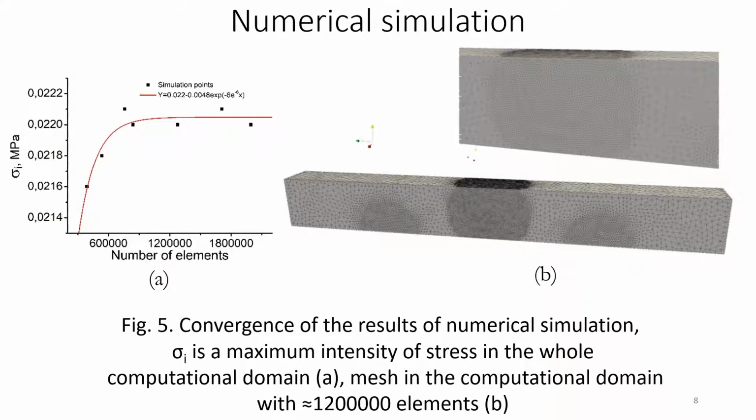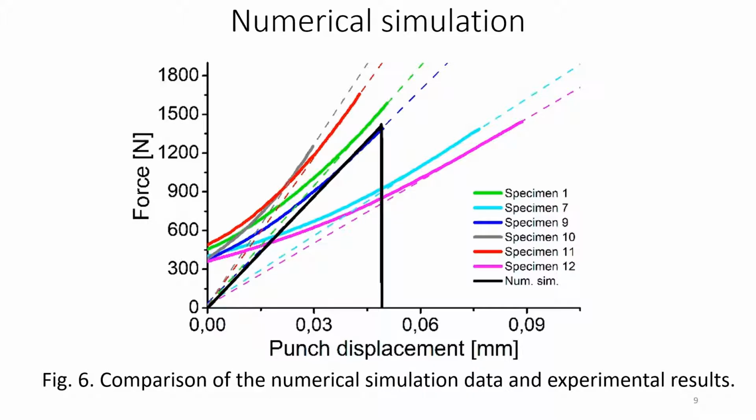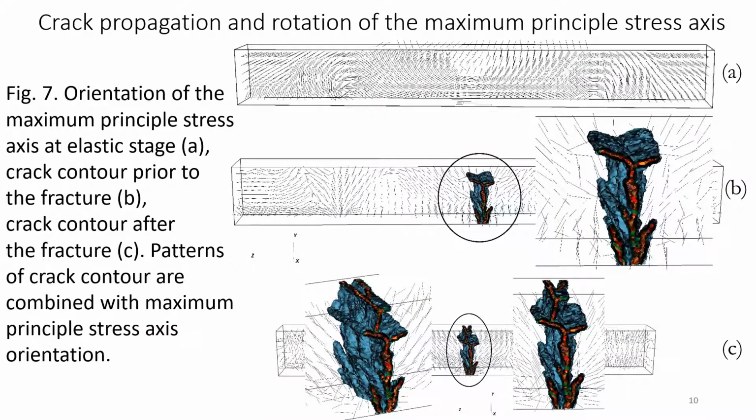Figure 5 demonstrates the convergence test and mesh refinement in the fracture process zone and near the supports. Figure 6 illustrates the comparison of the numerical simulation data and experimental results. Figure 7 illustrates the stages of crack propagation as well as change of maximum principal stress orientation axis.